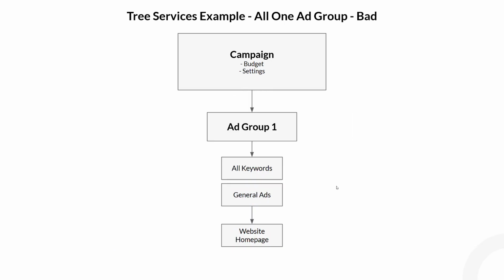Now, here's a couple examples of stuff that you don't want to do. So this is one thing that I see a lot: people set up a campaign. They just have one ad group. They don't even change the name of the ad group. It's just titled Ad Group 1. They take all of their keywords, they put it into one ad group. They have very, very general ads just sort of speaking to whatever, and then they just send it to the homepage of the website. And the problem with this is it's not specific enough.